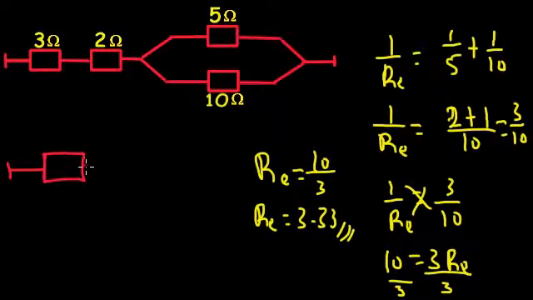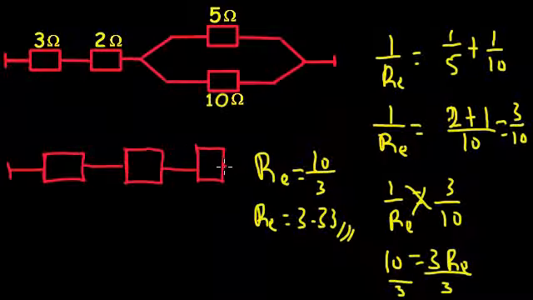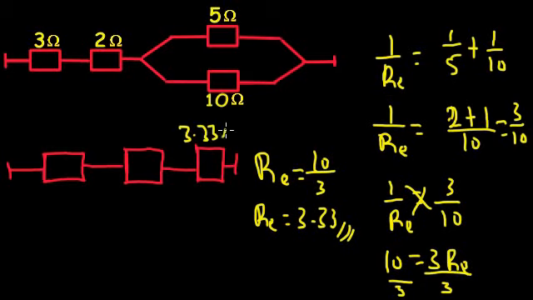So this is the new connection. This is for the 3.33 ohms. So we have 3.33 ohms, we have 2 ohms, and we have 3 ohms.